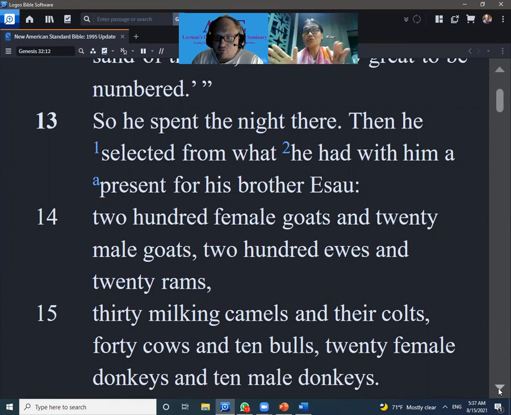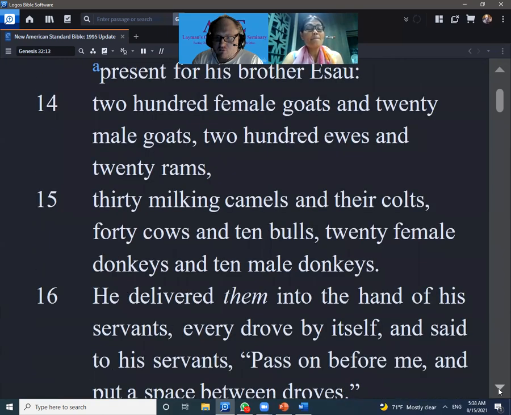He doesn't know where to go, and ends up praying, ends up with prayer. So he spent the night there. Then he selected from what he had with him a present for his brother Esau.